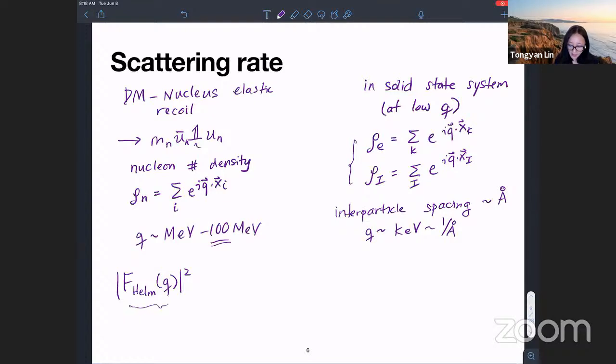So similarly for the solid state systems, once we get to momentum transfers of order keV, which is definitely relevant for light dark matter, because that's comparable to the interparticle spacing, we can't really think about probing just a single electron or a single ion in the material. We have to sum up all the electrons and ions in our electron density operator and our ion density operator. And we need to compute a different kind of form factor, which will be called the dynamic structure factor.